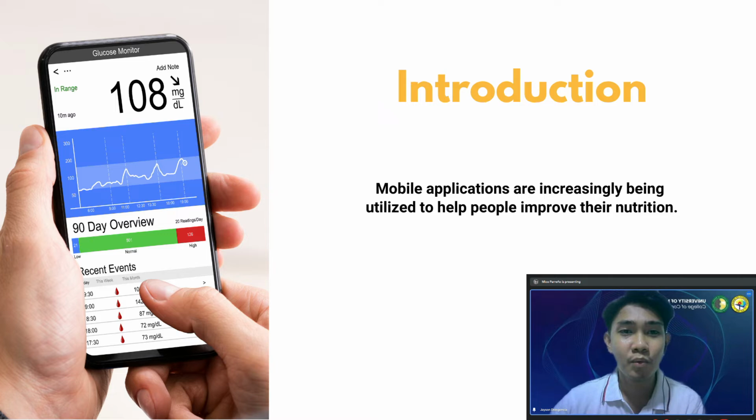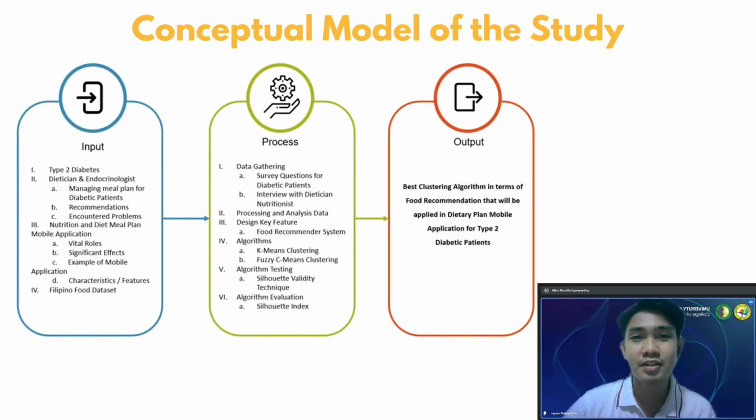But the question is, what is the best clustering algorithm in terms of food recommendation to use in the dietary plan mobile application for type 2 diabetes? Next slide, please. The researchers used the IPO model or the input process output model.